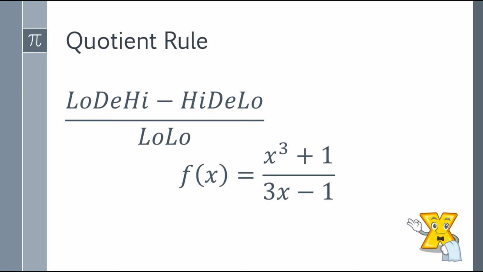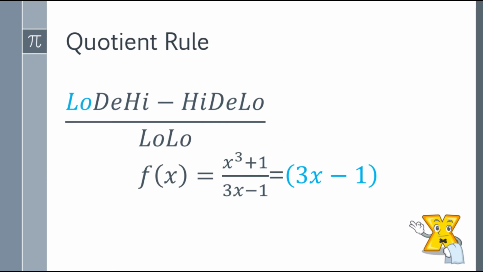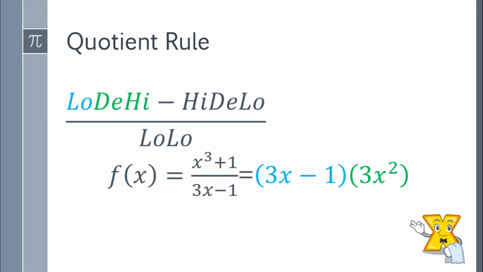So as stated in the formula, yung low di high minus high di low over low low, yung low muna, which is 3x minus 1. Okay, nalagay ko na. Tapos, multiply natin siya sa derivative ng high function, which is x cubed plus 1, which is, the derivative of that one is 3x squared. So, may color naman para mas madali.